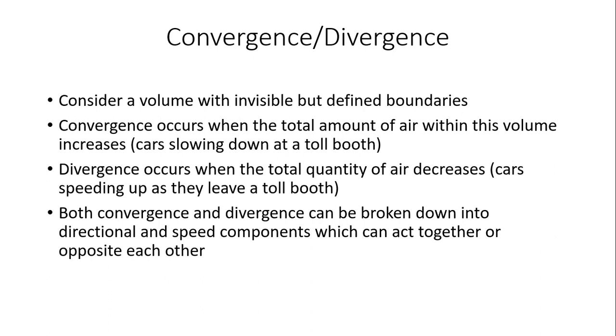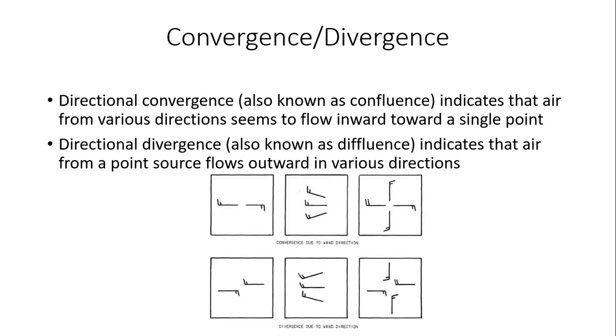Now both convergence, the accumulation of air, and divergence, the removal or spreading apart of air, can be broken down into both directional and speed components, which can tend to act together or actually act to offset each other. I'm going to show you some examples in a moment. So let's first take a look at the directional aspects of convergence and divergence.